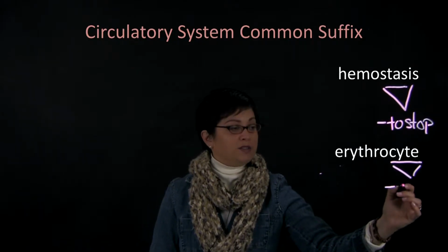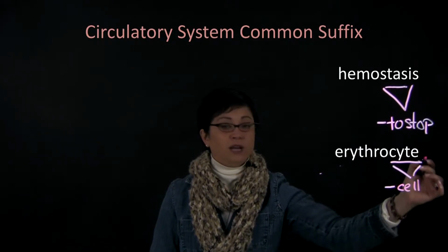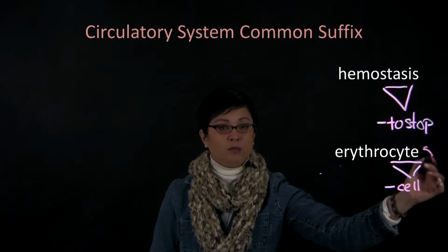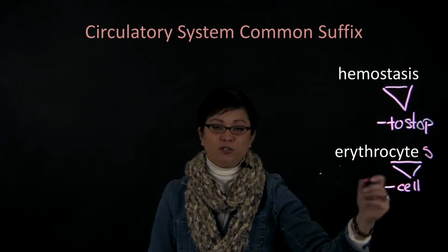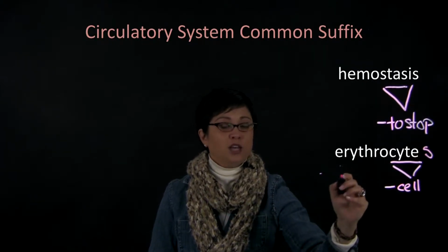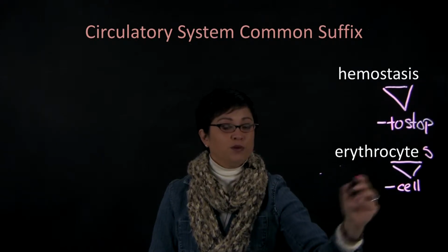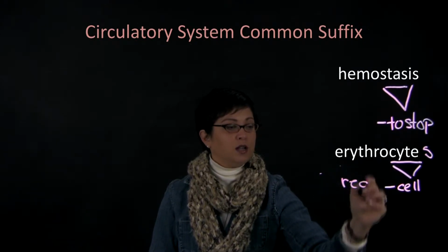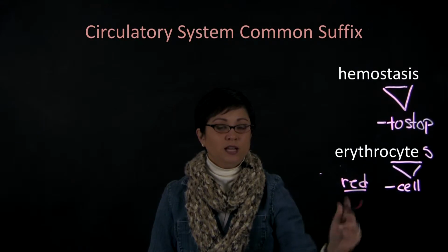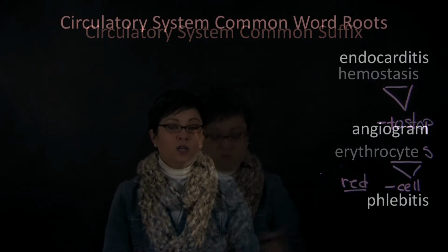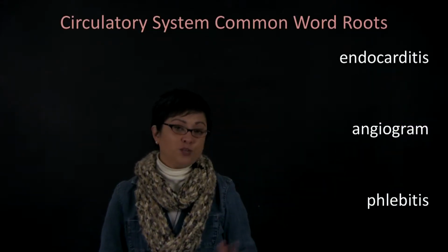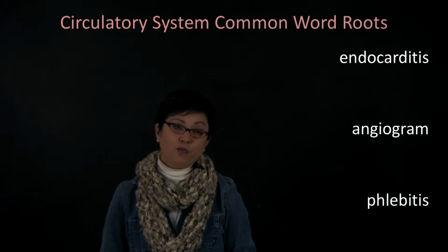So again, we have cell. Again, we could put an S at the end and make it plural. Okay, think about Scrabble. It's kind of fun like that. And then we go with our erythro, which is our color red. Okay, so red cells. Okay, this particular term, the first one, endocarditis, should look familiar to you.